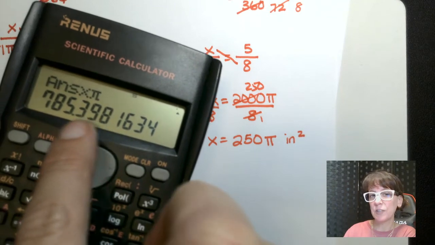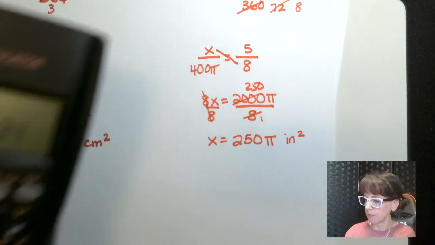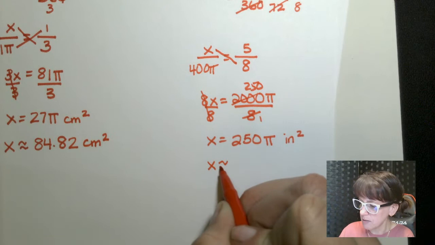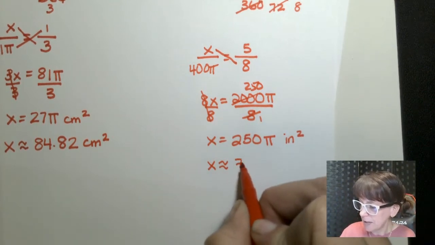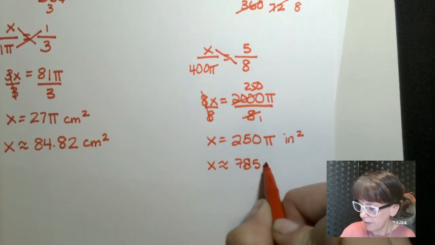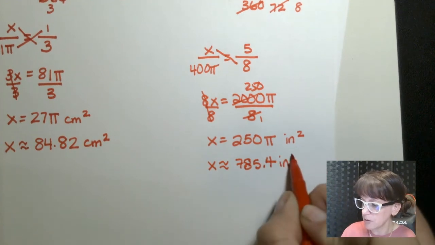Now, when we have 250 up here, we're going to multiply it by our pi button, and we get 785.3. So we're going to round up, we're going to say 0.4. So x is approximately 785 and 4/10 inches squared.